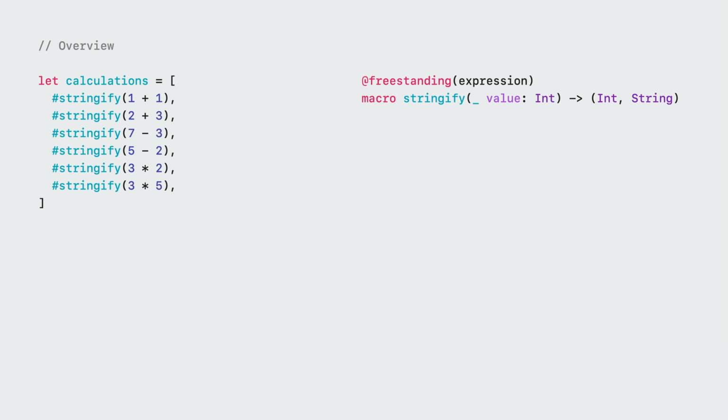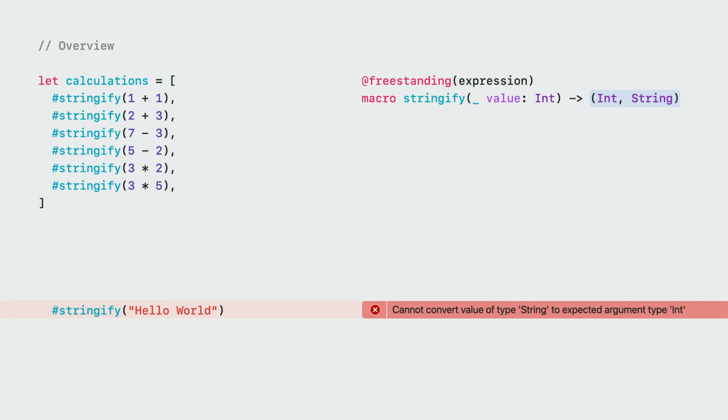Notice that it looks a lot like a function call. The stringify macro takes an integer as the input parameter and outputs a tuple containing the result, an integer, and the calculation, a string. If the arguments of the macro expression don't match the macro's parameters, or don't type check by themselves, the compiler will emit an error without applying the macro expansion. For example, if I pass a string literal to this macro, the compiler complains that string is not convertible to the expected argument type int.